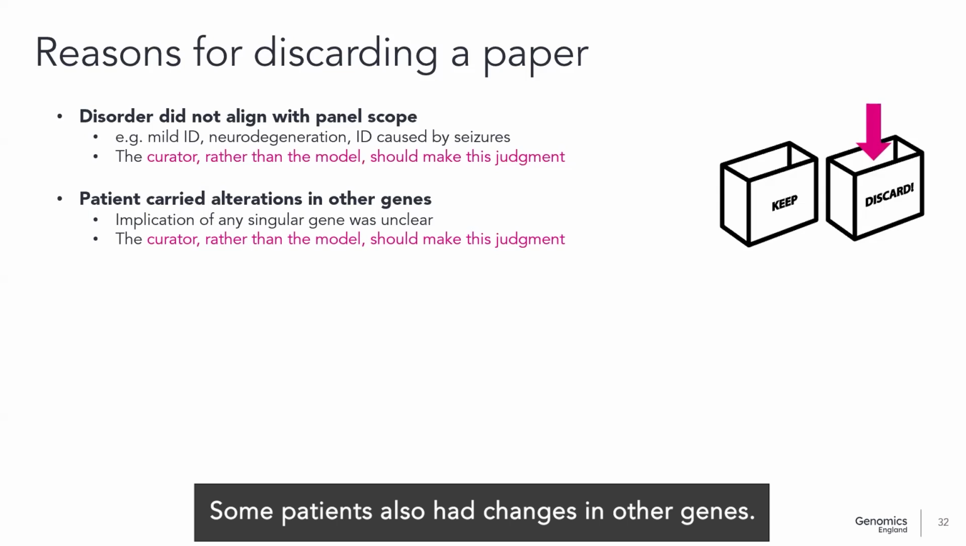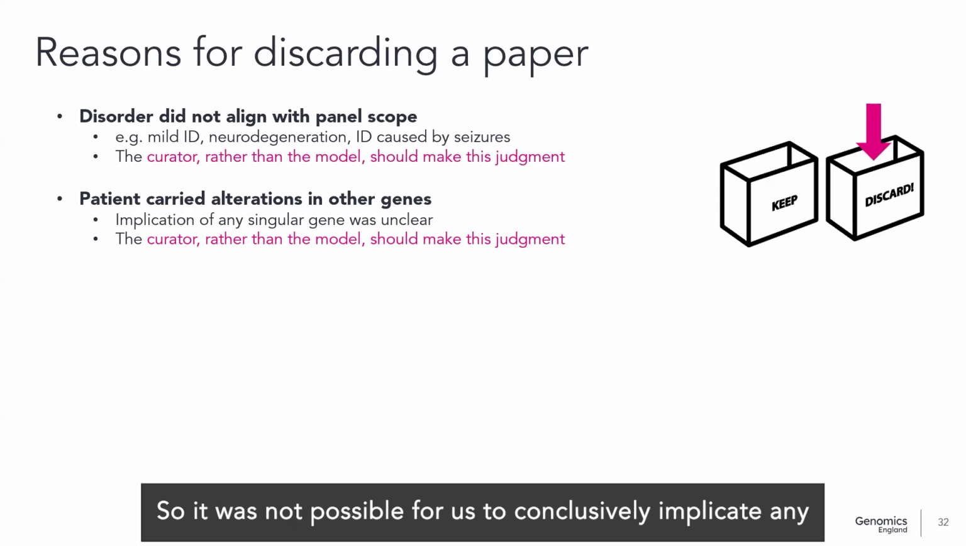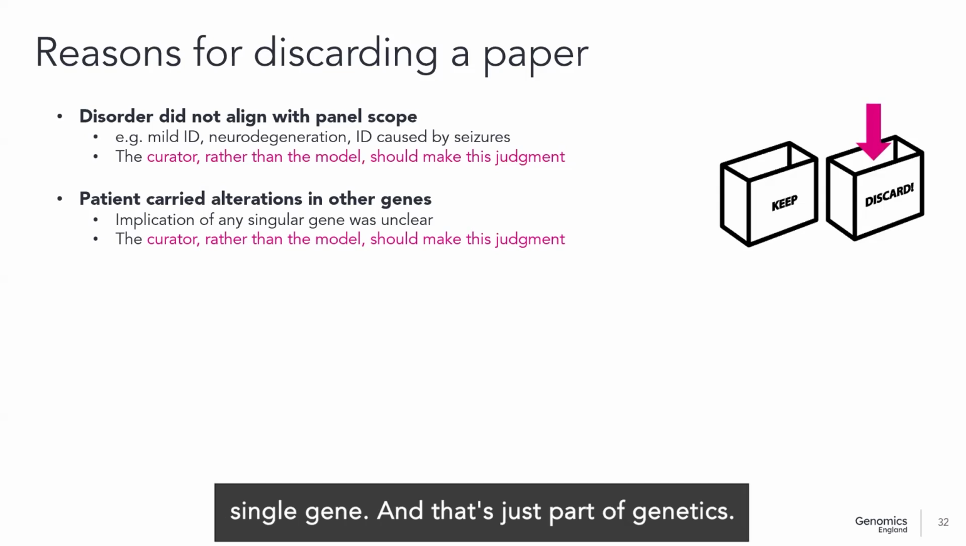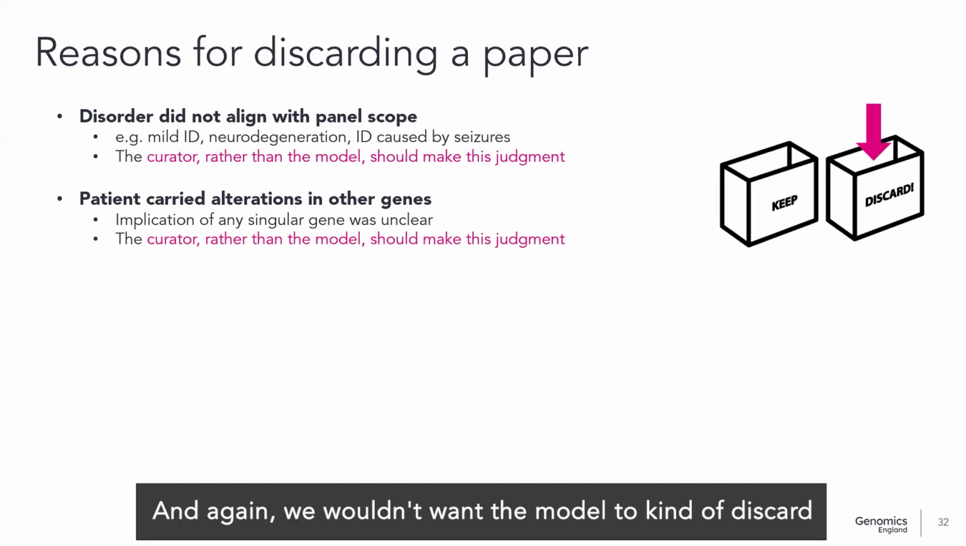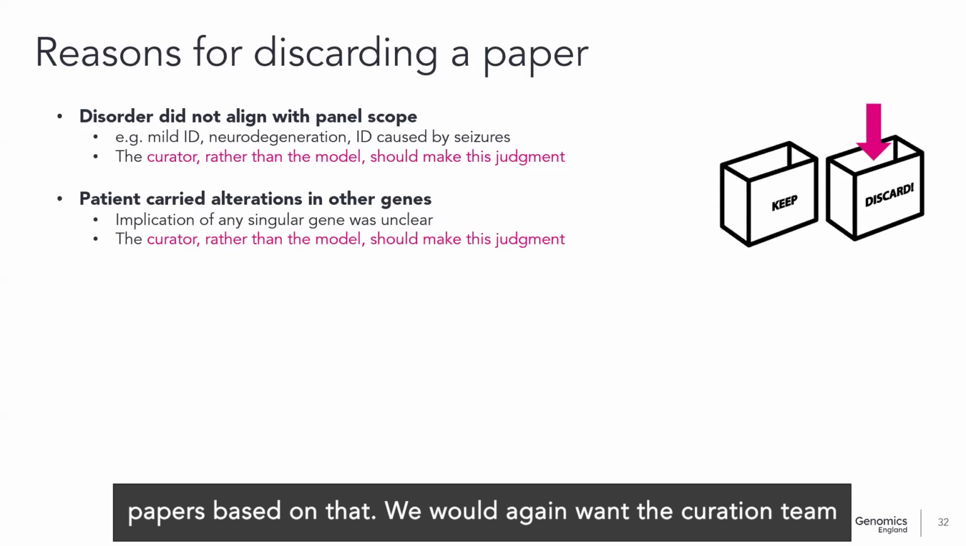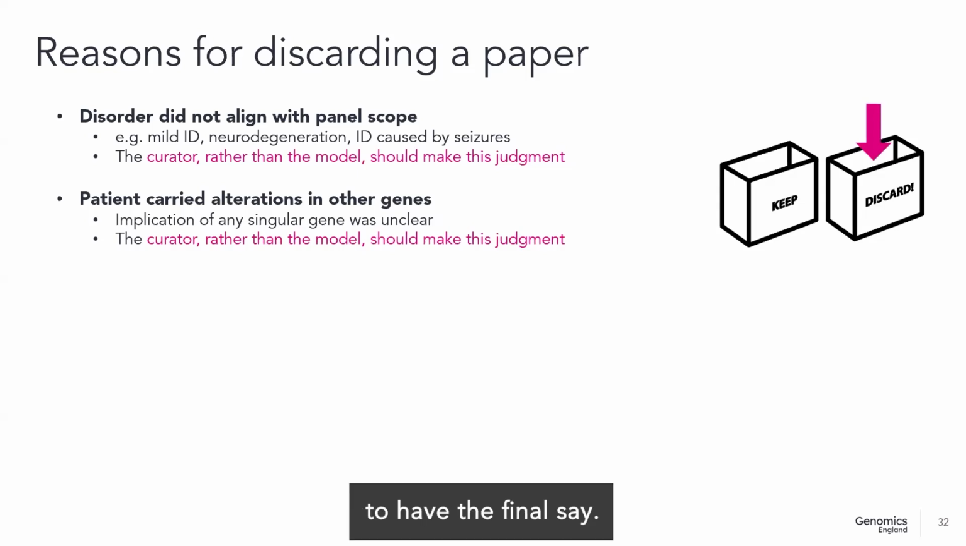Some patients also had changes in other genes, so it was not possible for us to conclusively implicate any single gene. And that's just part of genetics. Again, we wouldn't want the model to discard papers based on that. We would want the curation team to have the final say.